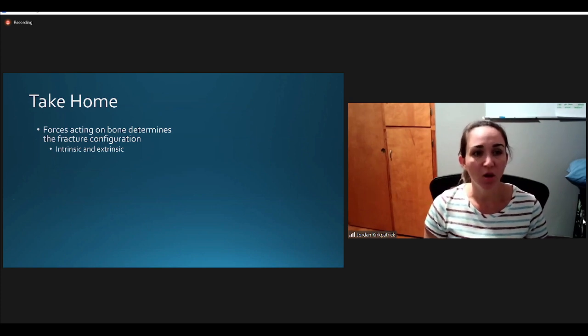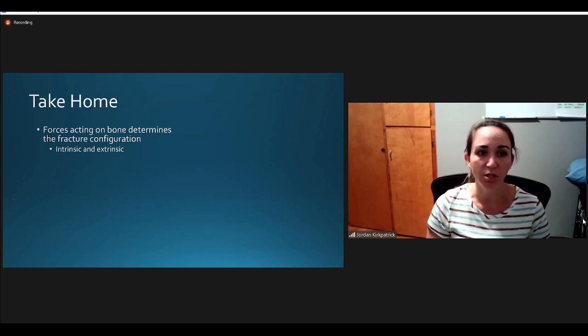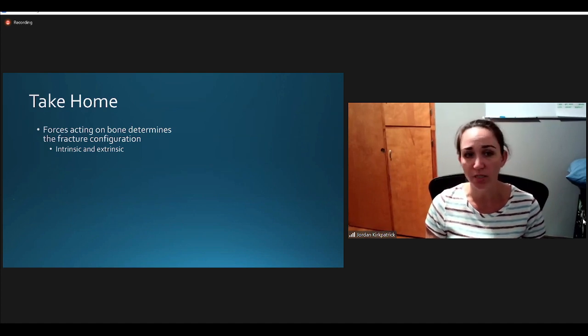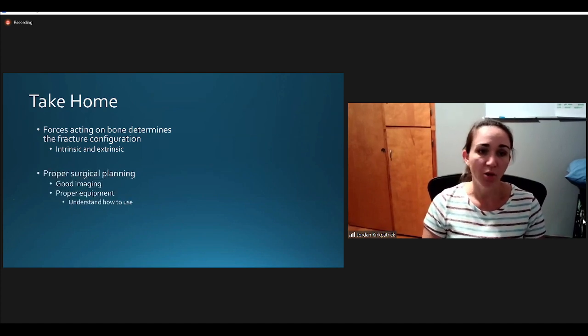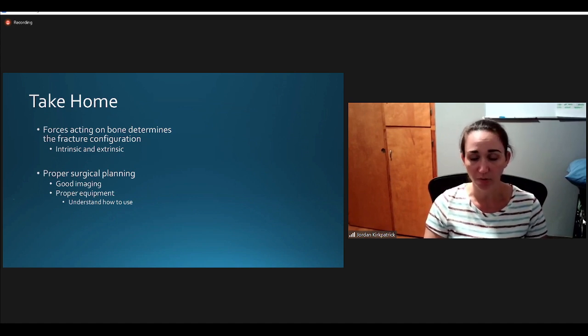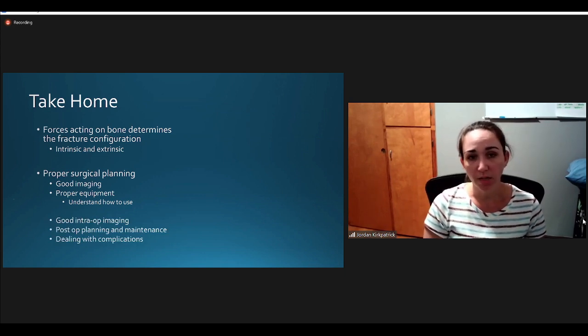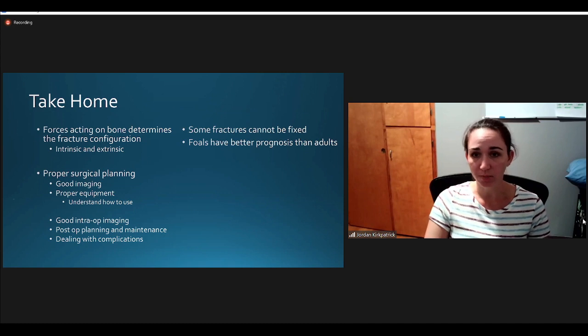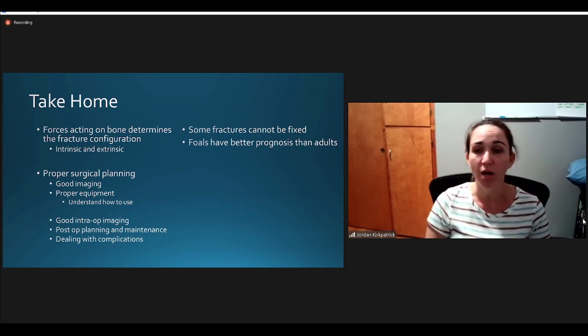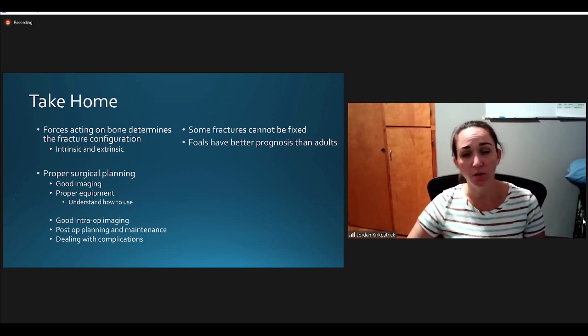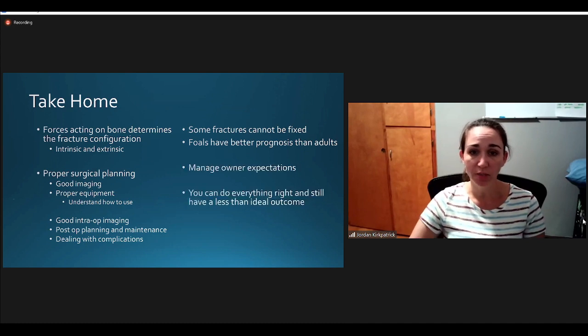So the overall take-home message is that forces acting on the bone determine the fracture configuration. There are intrinsic or internal forces and extrinsic or external forces. You want to make sure you have good proper surgical planning, good imaging, the correct equipment, and you know how to use it, along with post-op planning and maintenance and how to deal with complications. You have to understand that some fractures can't be fixed, again those upper limb fractures in adults. Foals have a better prognosis than adults in general because they're lower weight and lay down more frequently.